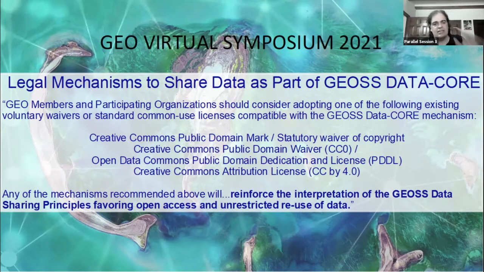So these standards as voluntary waivers are very important because they refer to the Creative Commons Public Domain Mark, statutory waiver of copyright, the Creative Commons Public Domain Waiver, CC0, and also the Open Data Commons Public Domain Dedication and License, and the Creative Commons Attribution License. Those five are very important. Any of the mechanisms recommended above will reinforce the interpretation of GEO's data sharing principles favoring open access and unrestricted reuse of data.